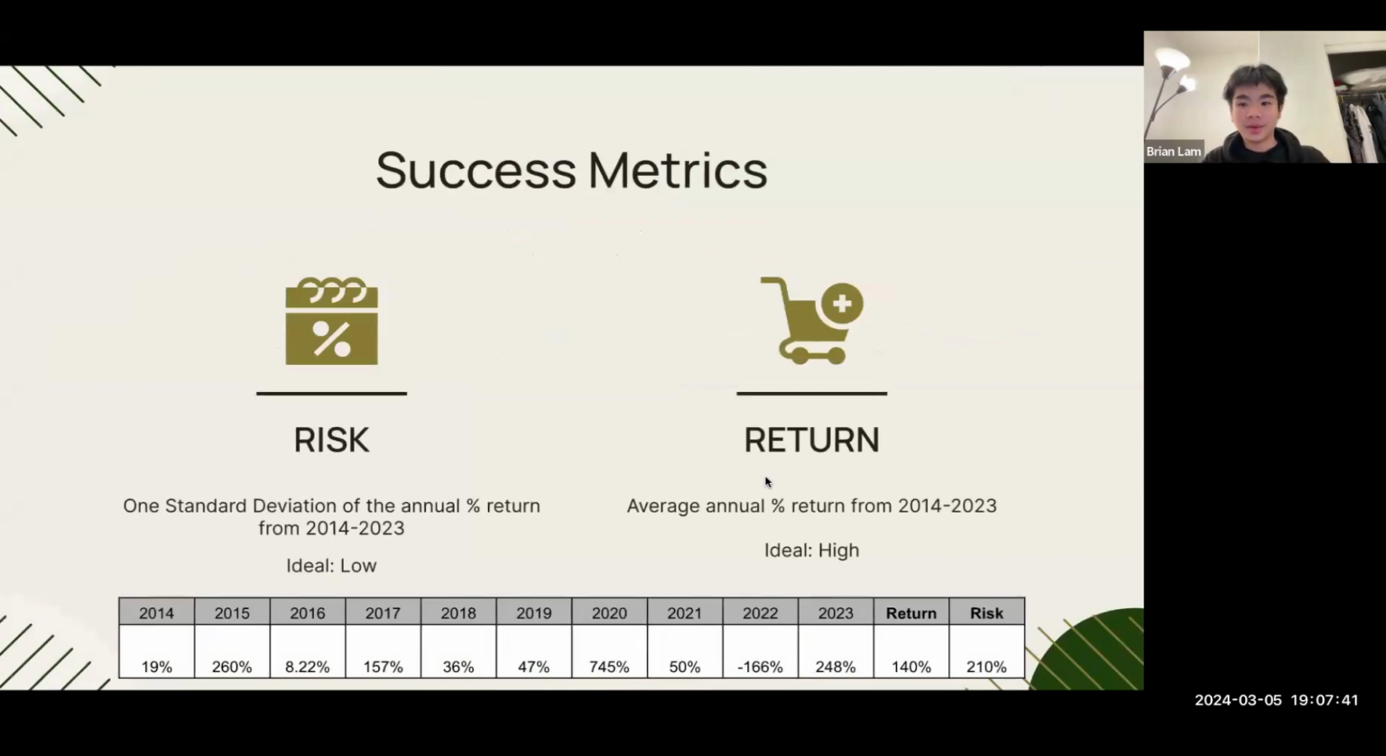As with any experiment, we have to define our success metrics. We defined a successful strategy as being low risk and high return. The risk was measured as 1 standard deviation of the annual percent return from 2014 to 2023, and the return was the average percent return from the years 2014 to 2023. At the bottom of the slide, we have an example row of data. We have the years 2014 to 2023 and the percent return for each year, and then we have the average percent return and the standard deviation risk.